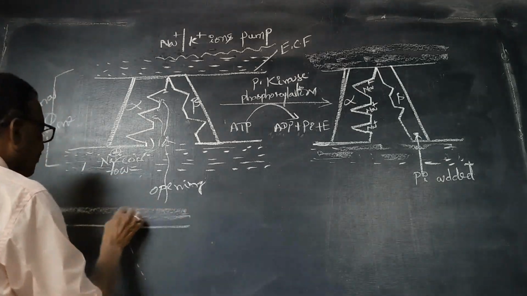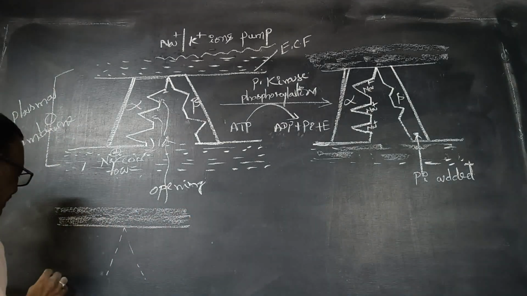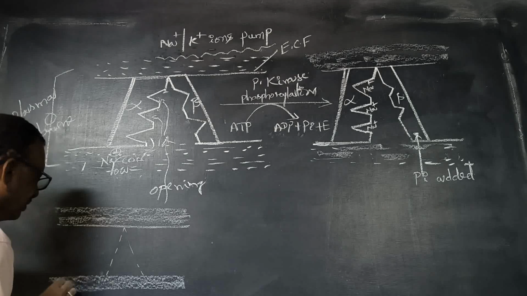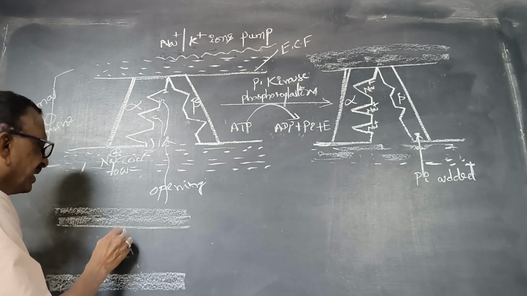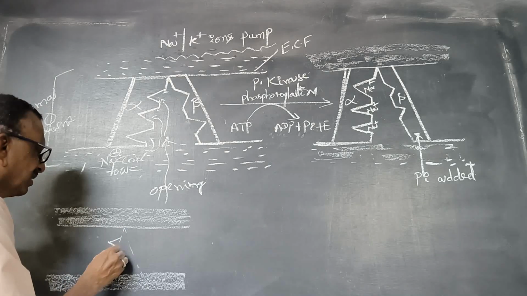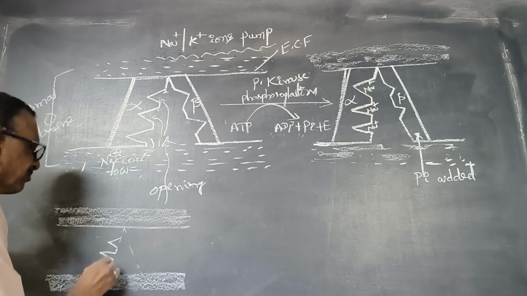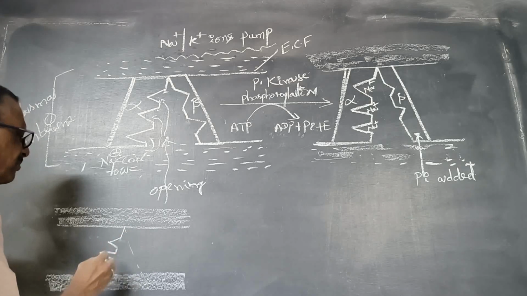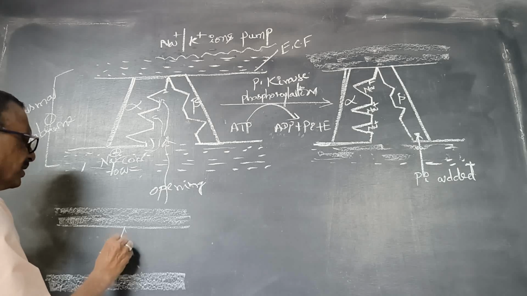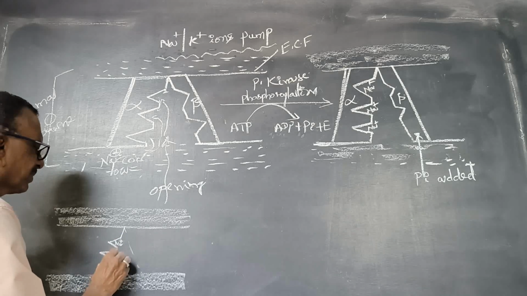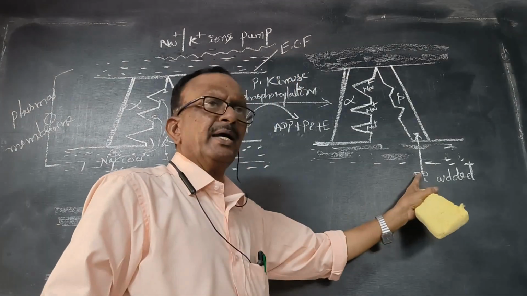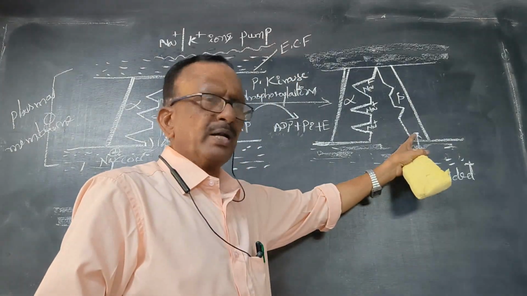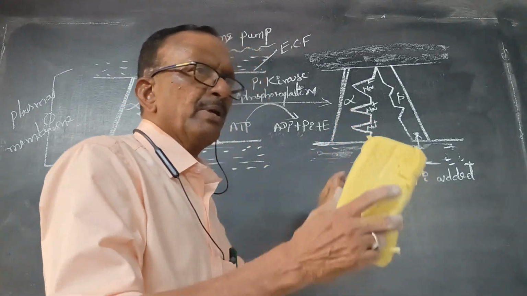So this is extracellular fluid, and here we have intracellular fluid. This is intracellular open, and here we have sodium plus, Na plus, Na plus. So once this Pi gets attached to this one, what happens is the opening will be closed here.